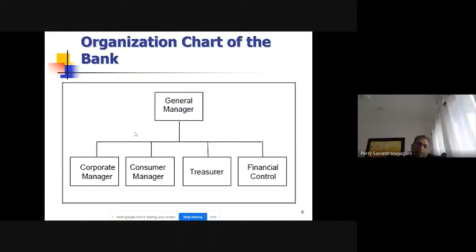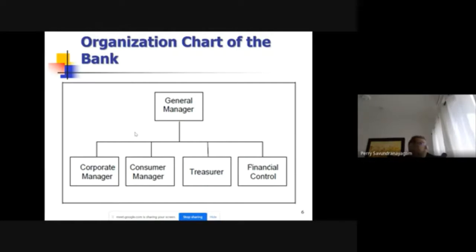Don't pay too much attention to these charts, but what it's trying to show here is that Treasury sits parallel to the rest of the corporate management and the executive branches of the business line. So if you look at corporate manager, some people call it commercial banking, some people call it corporate banking. Basically it's the segment of the bank that deals with client relationships, corporate and institutional clients.